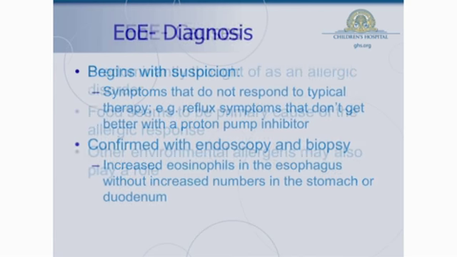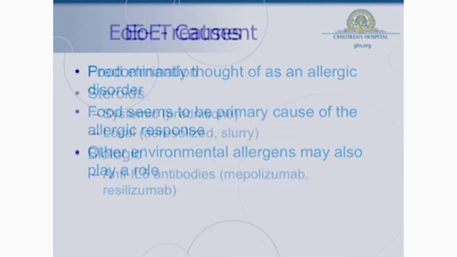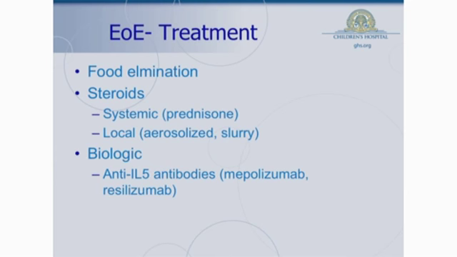So what causes EE? Well, EE is primarily thought of as an allergic problem. Foods seem to be the major allergen that cause the problem, although not exclusively. And we are learning that there are other environmental allergens that also seem to play a role. And in some people, other allergens seem to play a bigger role than in other people. But if you wanted to characterize it, the majority of cases are due to allergies, and in particular, food allergies. Treatment is really based on trying to either eliminate what is causing the allergic response or using medications to try to blunt the allergic response.